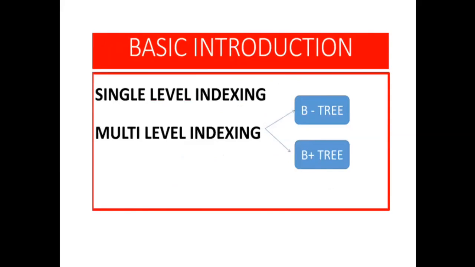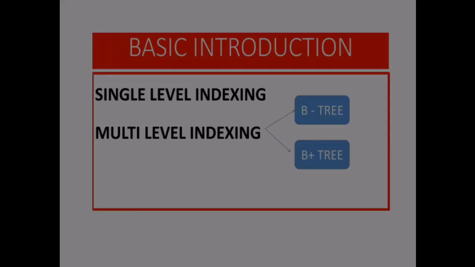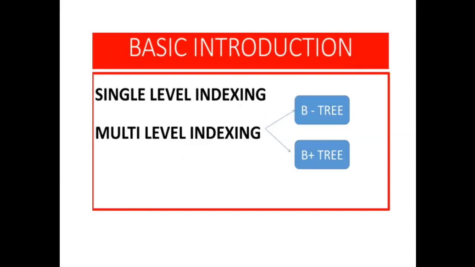So basically, in case of single level indexing, we actually don't require so much indexing of the records because the number of records is not too large. But in case of multi-level indexing, the record size is high, so we have to index it more than one time so that we can access the records efficiently.